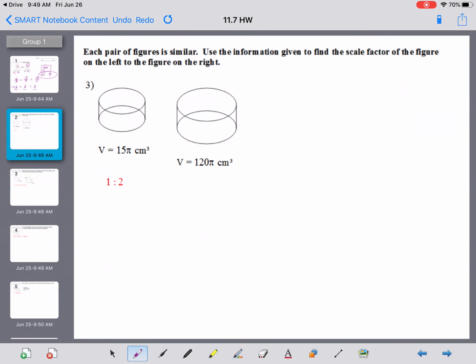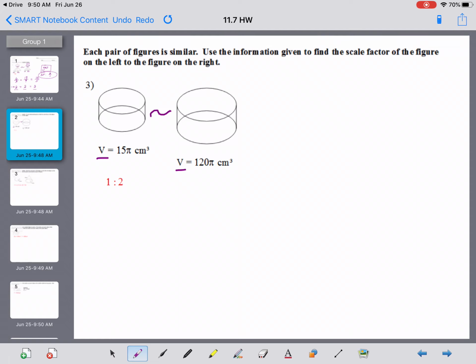Let's take a look at number 3. It says here that each pair of figures is similar. So we've got two cylinders here that it is telling us now are the same shape. Use the information given to find the scale factor of the figure on the left to the figure on the right. So we're looking for scale factor, and they gave us information about volume.